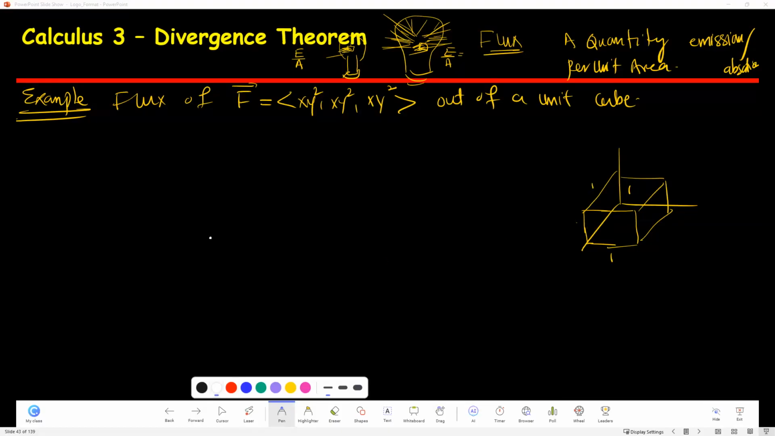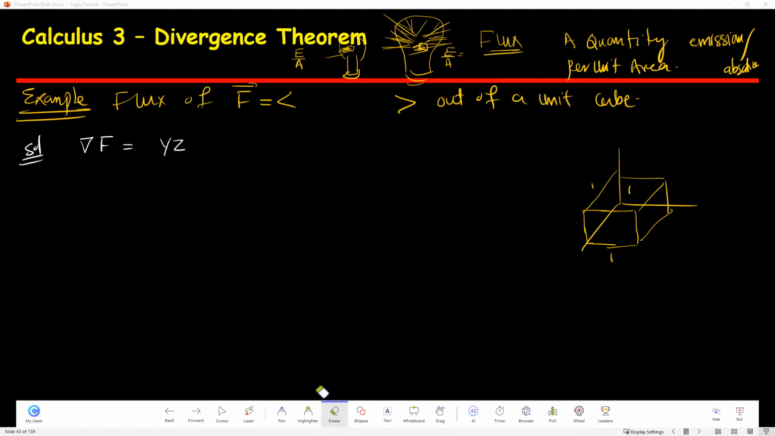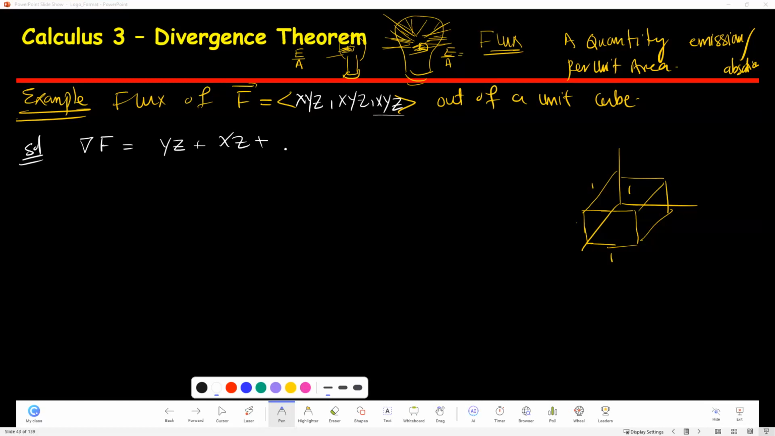So what I'm going to do, I'm just going to write this thing here. Let's change the field to xyz, xyz, xyz. Okay. So my first term is the partial derivative of the first component with respect to x, which is yz, plus the partial derivative of this with respect to y, which is xz, plus the partial derivative of the last term with respect to z, which is xy.